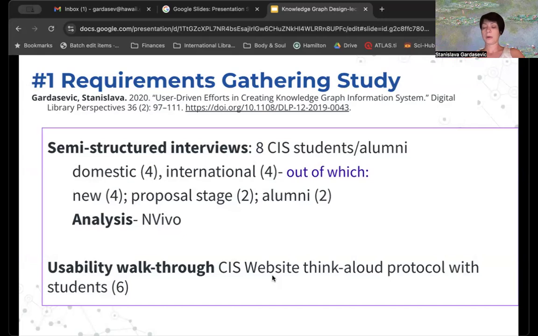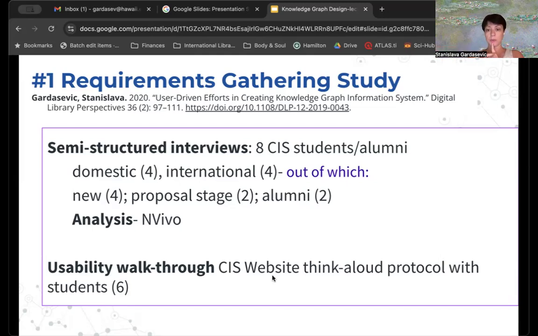And the first one is going to be the requirements gathering study that was based on semi-structured interviews where I interviewed 8 people. 6 were students and 2 were alumni, out of which 4 were domestic students, 4 were international students, out of which 4 were new students, 2 were in the proposal stage, and 2 were alumni. So I have a distribution of different views and different types of people. The analysis of these interviews was done through NVivo software.